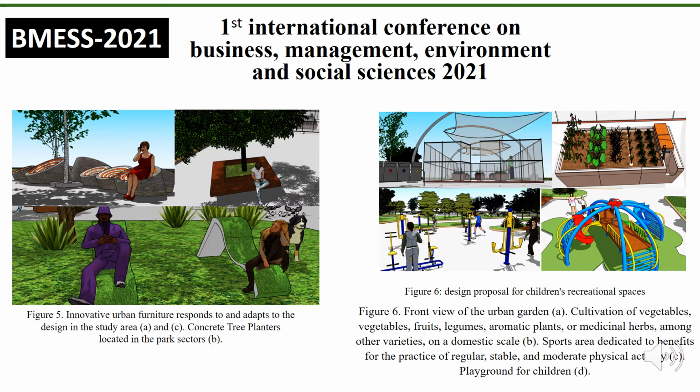Front view of the urban garden, we can see the cultivation of vegetables, fruits, legumes, aromatic plants, or medicinal herbs, amongst other varieties, on a domestic scale. A sport area dedicated to the practice of regular and moderate physical activity. Playground for the children also.